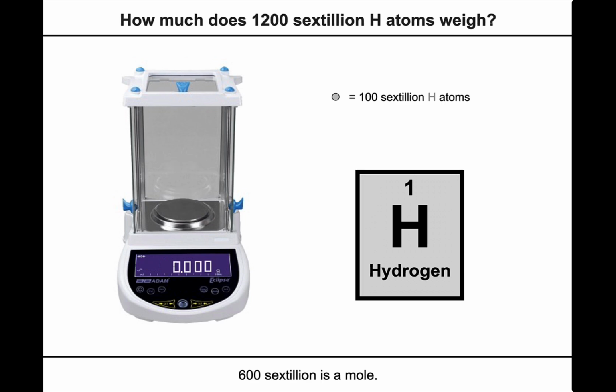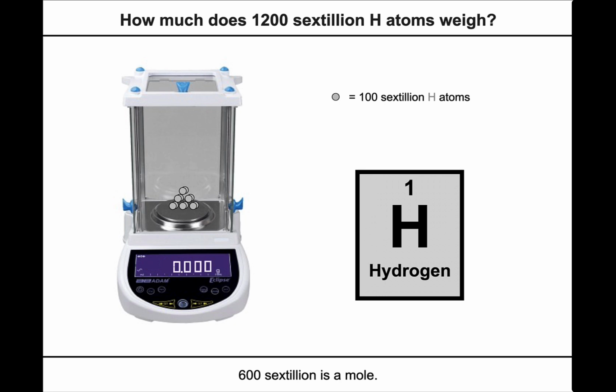Let's try another question to help you understand. I want to now weigh out not 600 sextillion, but 1,200 sextillion hydrogen atoms. Not 600, but 1,200. What's the relationship there? I'm first going to add 600 sextillion hydrogen atoms. Then I'm going to add another 600 sextillion hydrogen atoms.